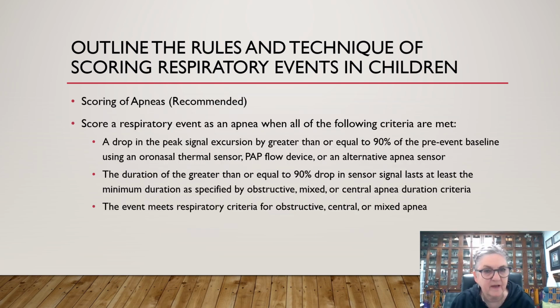Okay, let's talk about scoring of apneas in children. What is recommended? Score a respiratory event as an apnea when all the following criteria are met: a drop in the peak signal excursion by greater than or equal to 90% of the pre-event baseline using an oral nasal thermal sensor, PAP device flow, or an alternative apnea sensor. The duration of the greater than or equal to 90% drop in sensor signal lasts at least the minimum duration as specified by obstructive, mixed, or central apnea duration criteria, or the event meets respiratory criteria for obstructive, central, or mixed apnea.